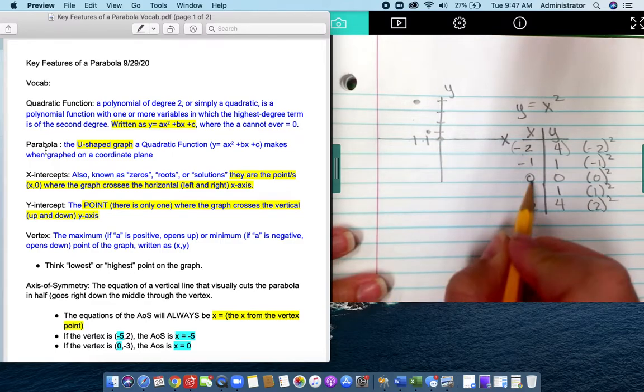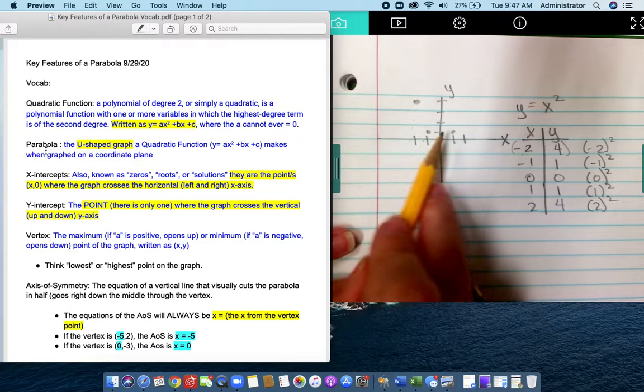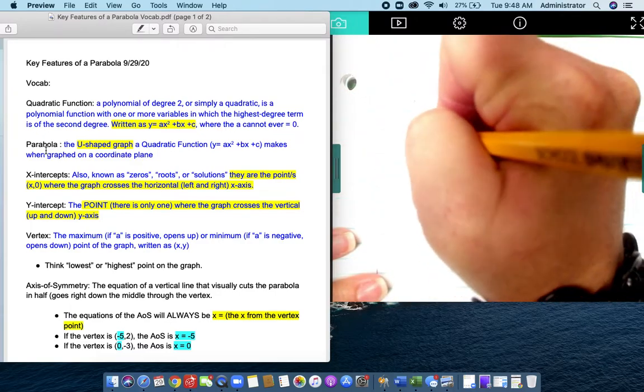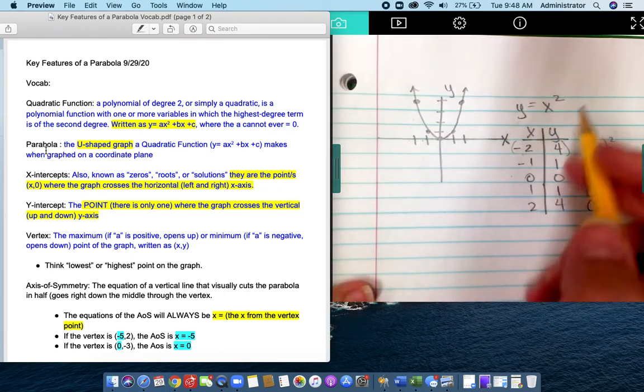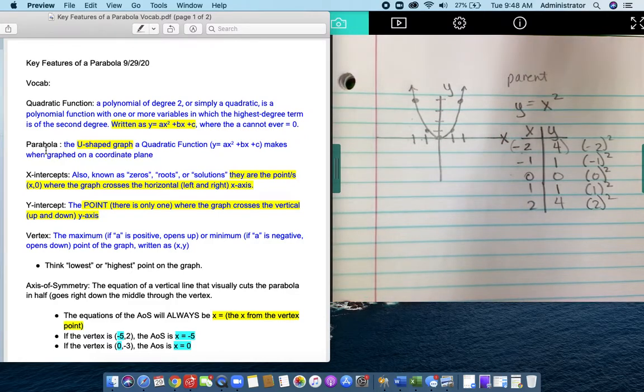Then we have a point at 0, 0. Then at 1, 1. And at 2, 4. So right 2, up 4. So this would be our graph of our parabola, y equals x squared. It's the most basic. In fact, we call it the parent quadratic function. All right, so that's what we mean by parabola because it is U-shaped.